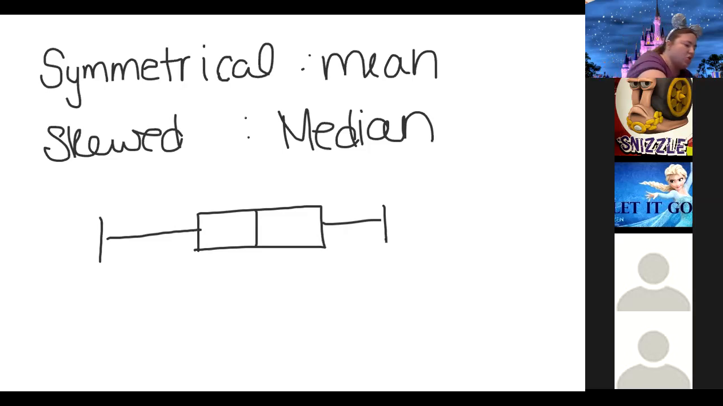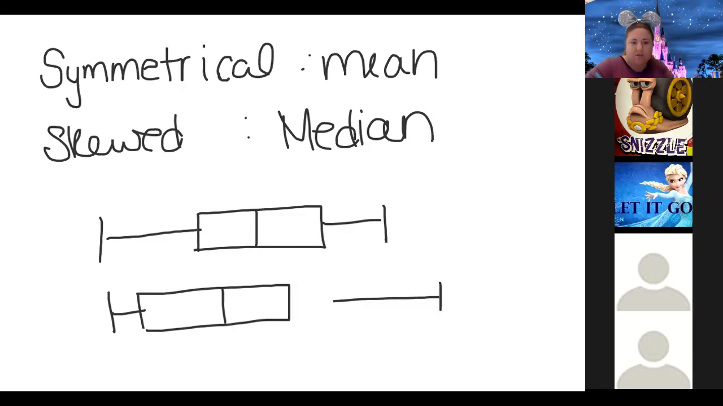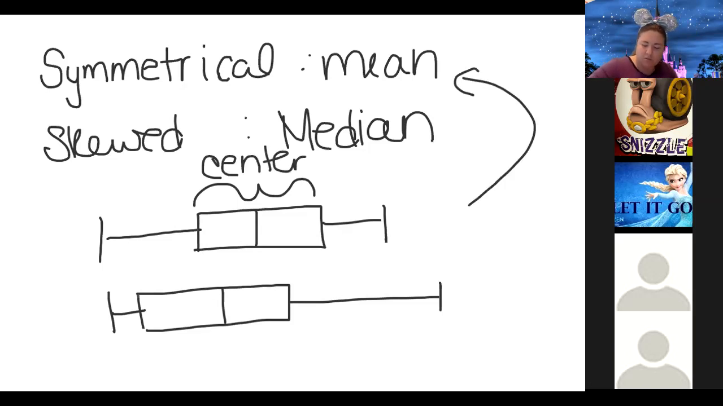Okay. So if it's skewed, generally that means your data is going to be to the left or to the right, like this, or the other way. Do you see how the big box isn't in the middle? So this is pretty much centered, and that's symmetrical. Skewed is either to the left or the right. It just means it's asymmetrical. Make sense?